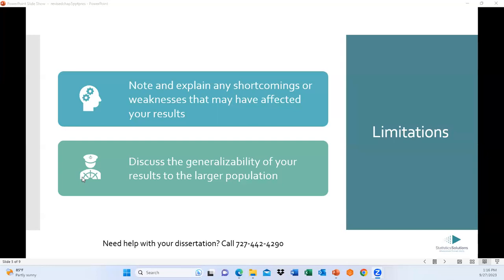So generalizability is not a goal for qualitative studies, but it's worth mentioning that the sample is low by design, and that the findings are not meant to generalize. What they're meant to do is give you in-depth information, in-depth data on topics that quantitative studies with larger sample sizes cannot.